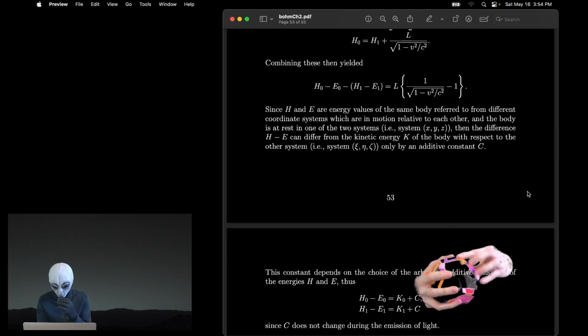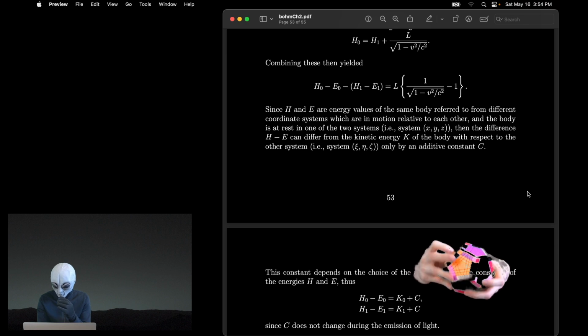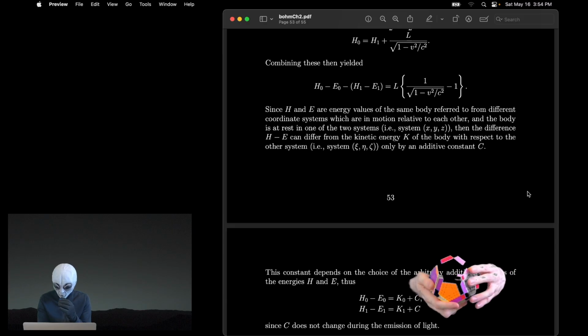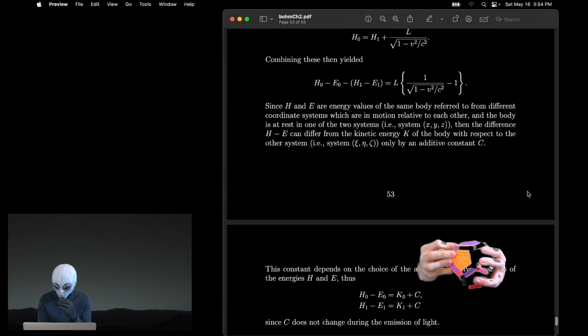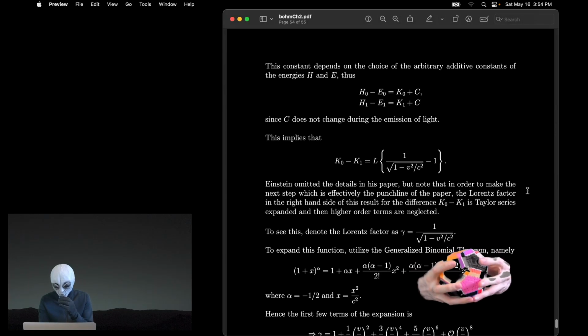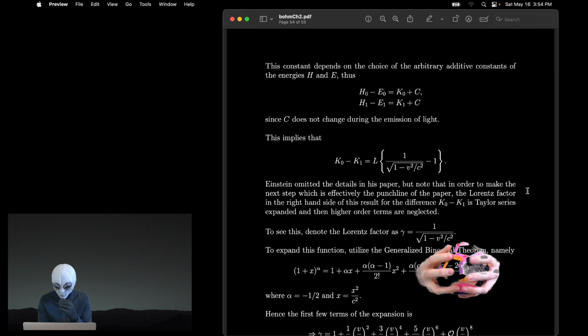And since capital H and capital E are energy values of the same body referred to from different coordinate systems which are in motion relative to each other, and the body is at rest in one of the two systems, that is, system xyz, then the difference capital H minus capital E can differ from the kinetic energy capital K of the body with respect to the other system, that is, system xi, eta, zeta, only by an additive constant capital C. This constant depends on the choice of the arbitrary additive constants of the energies capital H and capital E. Thus, capital H naught minus capital E naught is equal to capital K naught plus capital C, and capital H sub 1 minus capital E sub 1 is equal to capital K sub 1 plus capital C, since capital C does not change during the emission of light.